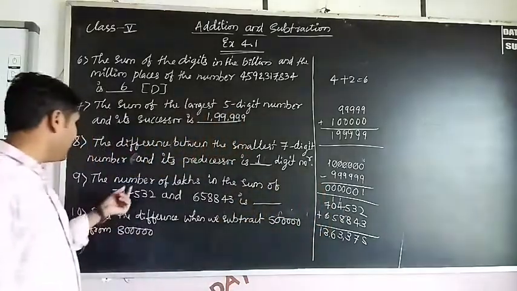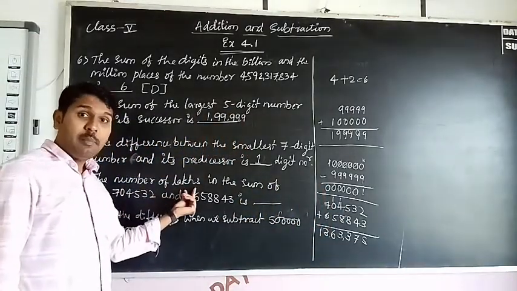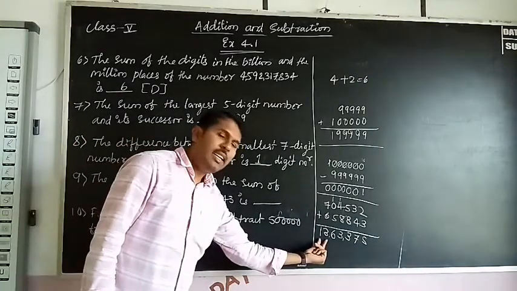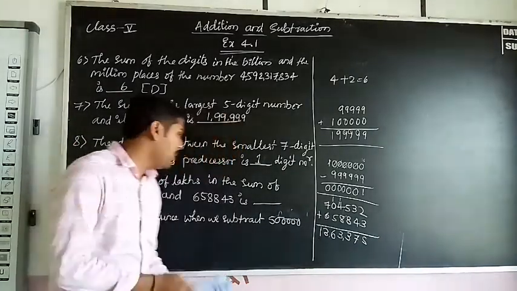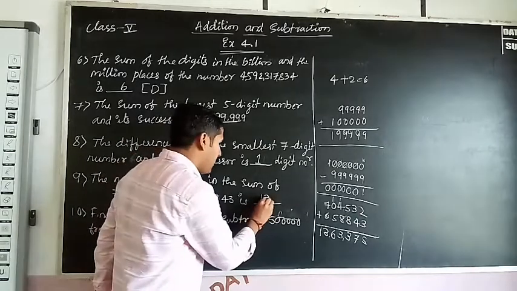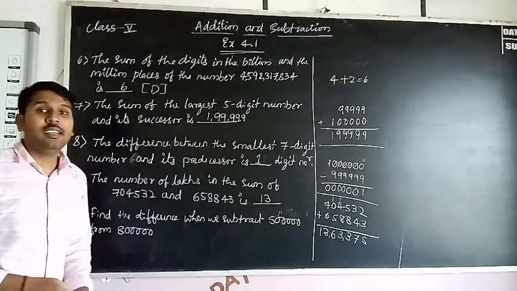13,63,375. But they ask number of lakhs. How many lakhs? 13 lakhs. Number of lakhs is 13. What is the answer? 13.